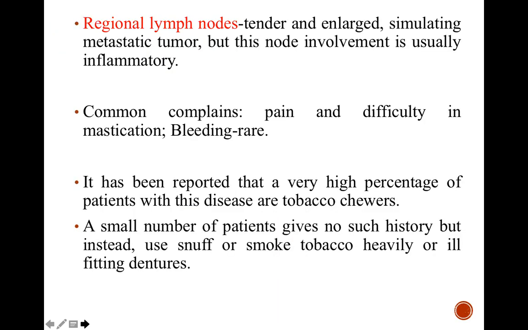Regional lymph nodes become tender and enlarged, simulating metastatic tumor, but this node involvement is usually inflammatory. Common complaints are pain and difficulty in mastication. Bleeding is rare. It has been reported that a very high percentage of patients with this disease are tobacco chewers. A small number of patients give no such history, but instead use snuff or smoke tobacco heavily or wear ill-fitting dentures.